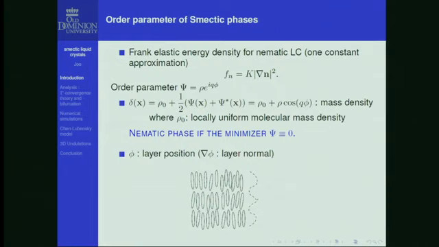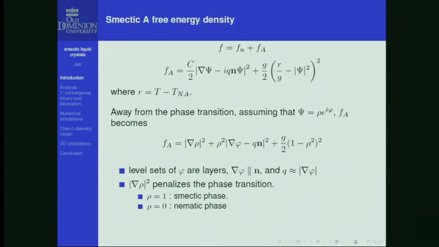Obviously we lose the smectic layer density when the modulus of psi equals 0, so it goes to the nematic phase, if the minimizer for the free energy psi becomes 0. Then we combine these two terms. F_n stands for the nematic energy density, and F_A is the smectic A liquid crystal free energy. This is the covariant energy term, and this is the phase transition term. R is a constant depending on the temperature.